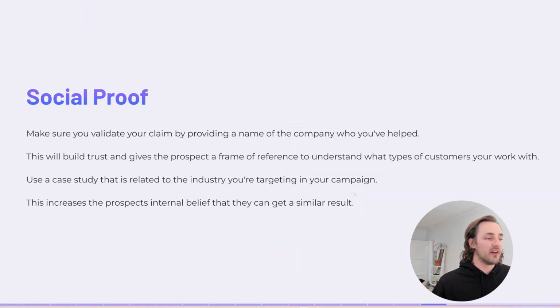Then let's add social proof, right? So make sure you validate your claim by providing a name of the company that you've helped. This will build trust and gives the prospect a frame of reference to understand what types of customers you actually work with. So use a case study that is related to the industry you're targeting in your campaign, and this will increase the prospect's internal belief that they can actually get the result, right? People aren't going to take action if they don't have the pain. They're not going to take action if they don't believe you either. So this is why you really need to add social proof in every single email you ever send out.